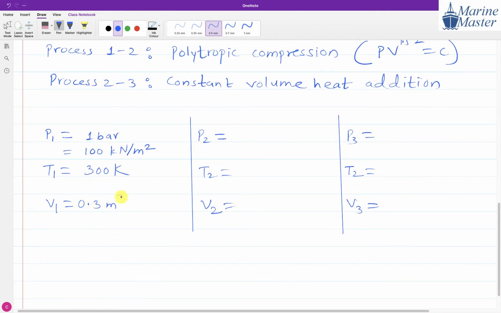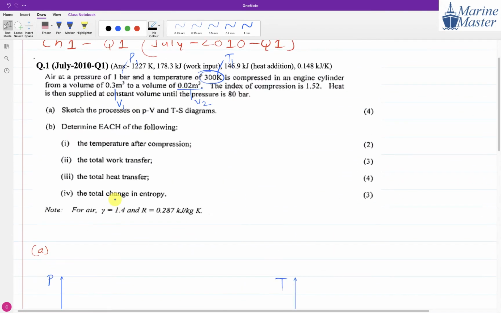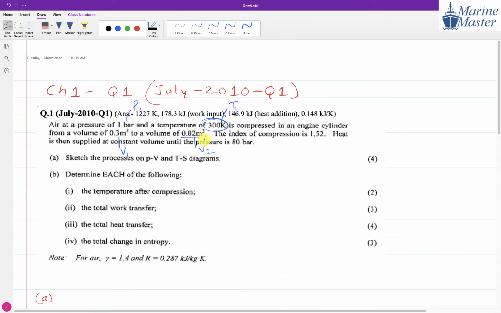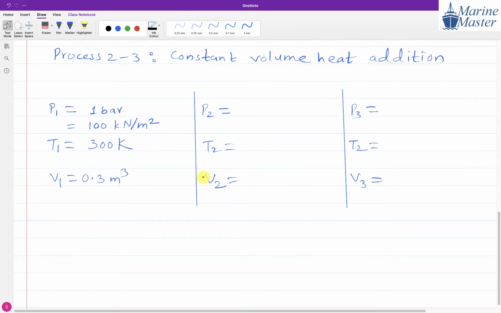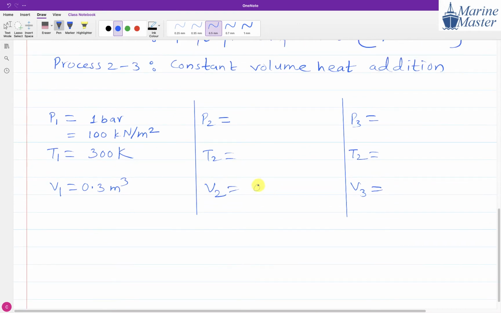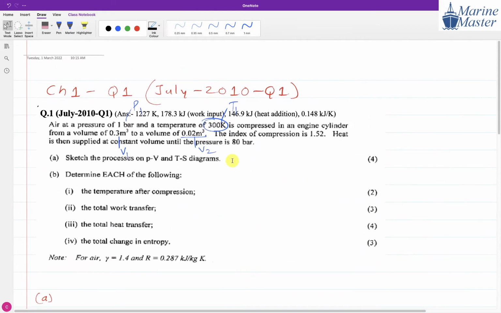0.3 meter cube. Check it, I have written correctly. Yes, 0.3 meter cube. And what is 0.2 volume? It is 0.02 meter cube. Try to see the scenario here. It is a very simple discussion, not that difficult. So 0.02 meter cube. Now the next thing is what?